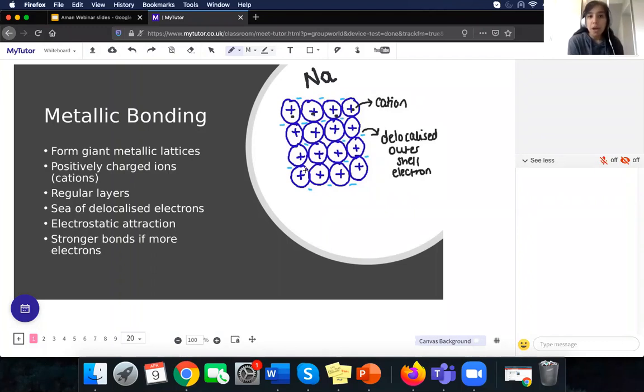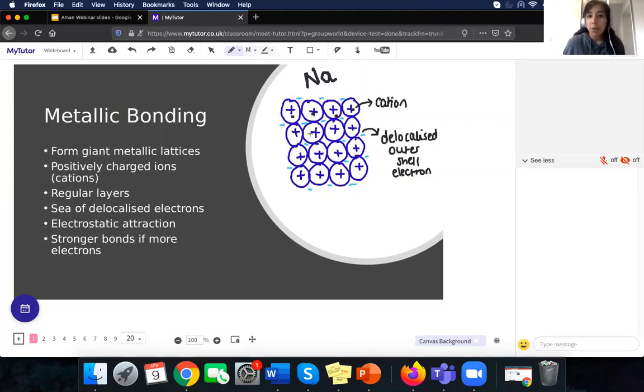So remember, ionic bonding is between metals and non-metals. Covalent bonding is between non-metals, and metallic bonding is between metals. So we get this giant metallic lattice. Someone asked me yesterday, what's a lattice? I said it's this crisscross structure that you get, and that's exactly what our metal looks like here. And as we can see, we've got these positive ions known as cations. You can use either term in your exam questions, it doesn't really matter.